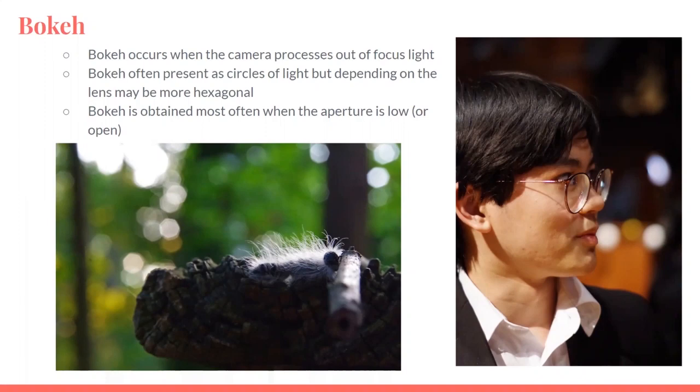Another common way is lights like string lights in the background or lighting fixtures far away. So in the portrait, the bokeh is coming from lighting fixtures in the background that were out of focus.